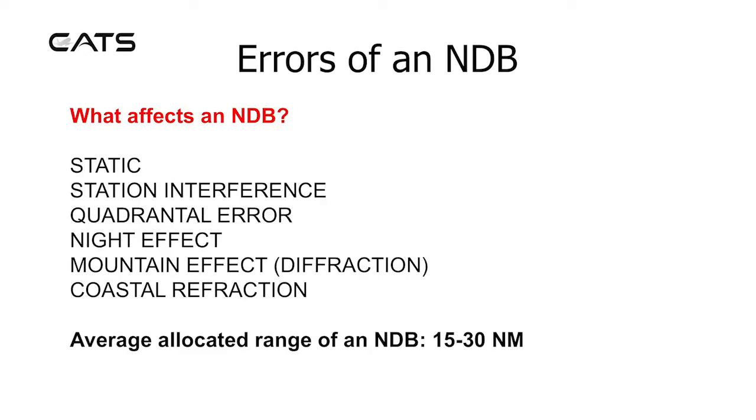So in summary, the errors of an NDB are static, station interference, quadrantal error, night effect, mounting effect, and coastal refraction. The average allocated range of an NDB is 15 to 30 nautical miles.